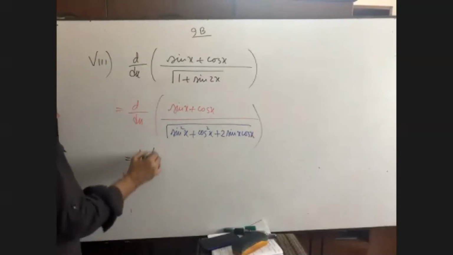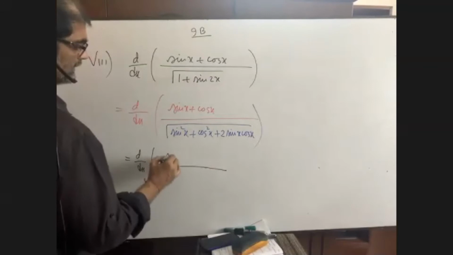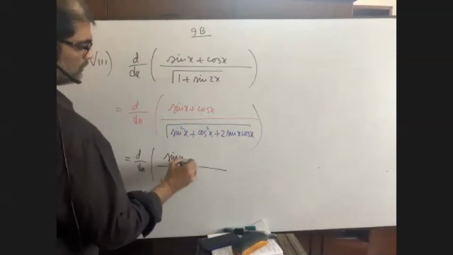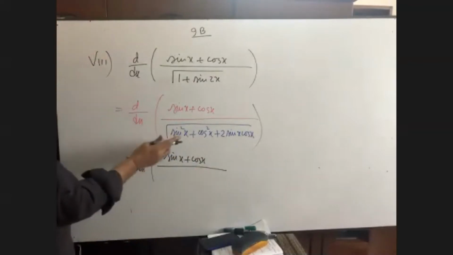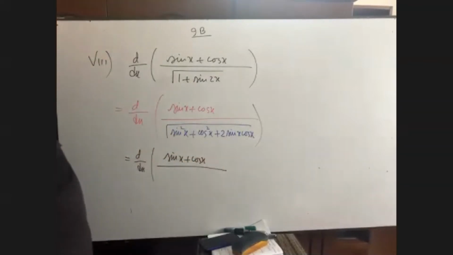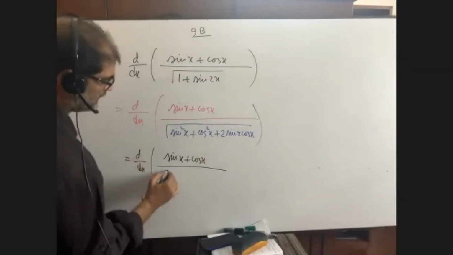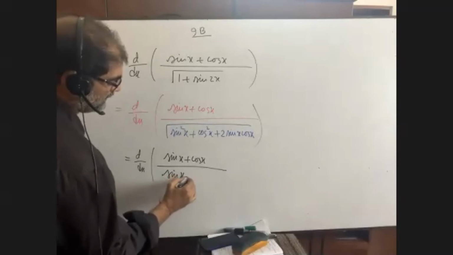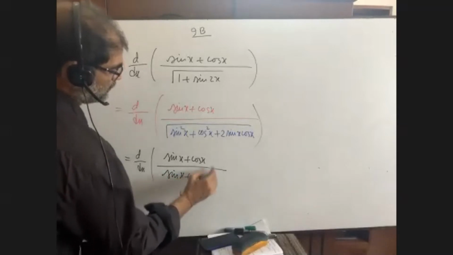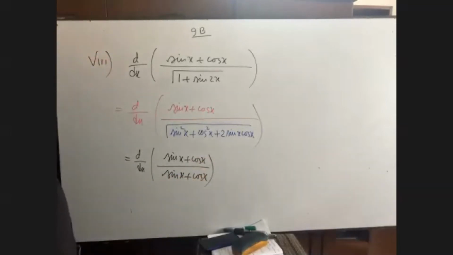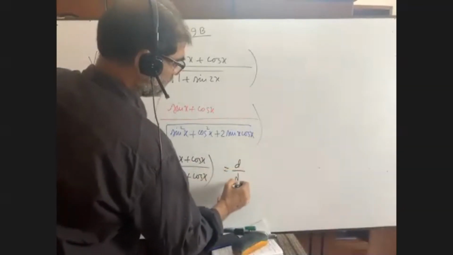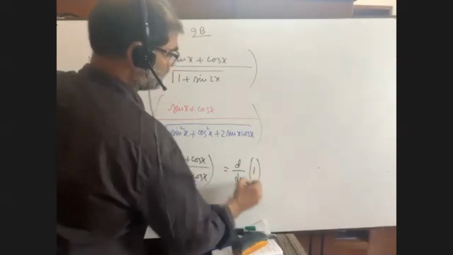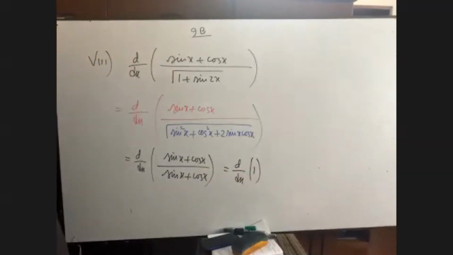That is, we are getting here d by dx of sin x plus cosine x. Can you please let me know what is the formula in the denominator? Sin x plus cos x whole square. And there is a square root, so we can write it at a time: sin x plus cosine x. That means we are getting d by dx. It is only 1. 1 is constant, so 0.